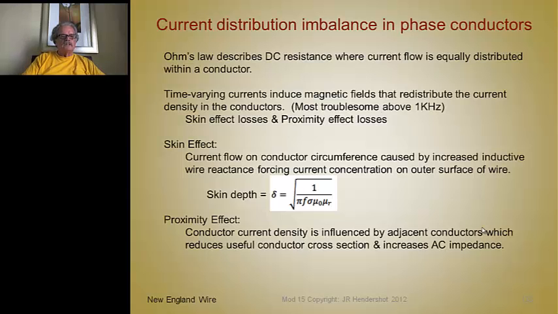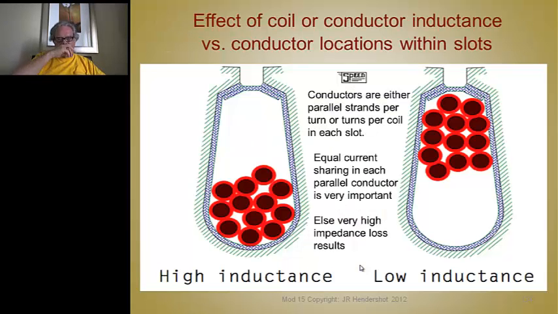The current imbalance in parallel phase conductors is a big problem, and time-varying currents introduce magnetic fields that redistribute the current density in the conductors, and the most troublesome effects of this are above 1 kilohertz. This is known as skin effect losses and proximity effect losses. If the current doesn't distribute itself equally in all parallel paths, you're going to experience a higher impedance at frequency in operating than your DC resistance. We've talked about these before.